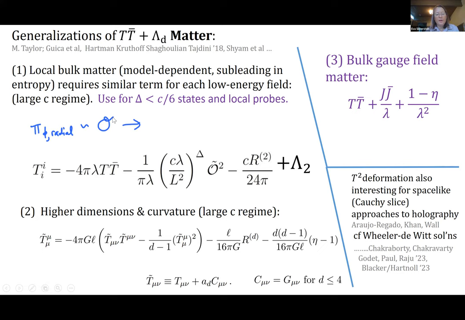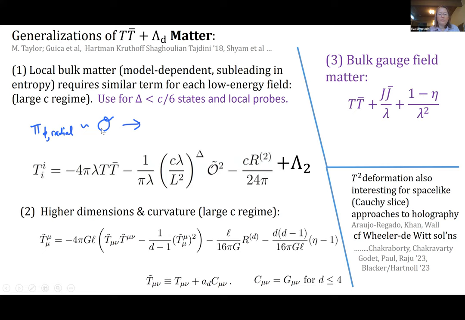So as I was just saying, there are beautiful works existing in the literature showing how to generalize to other fields, and the trace of the stress tensor, which is like the d by d lambda of log Z contribution, gets not just TT bar, but one adds for all the light fields what's called OO, some similar quadratic operators dual to other fields.